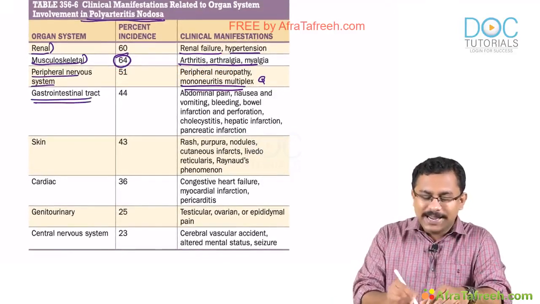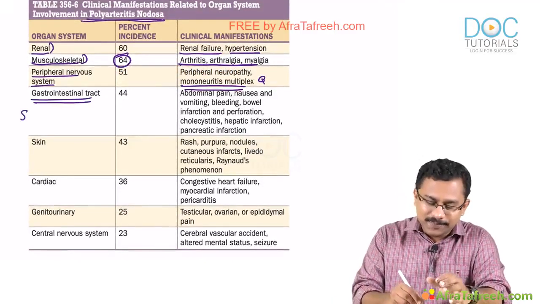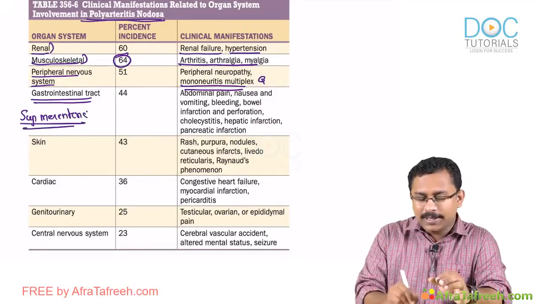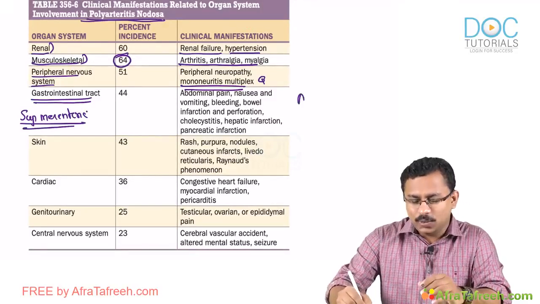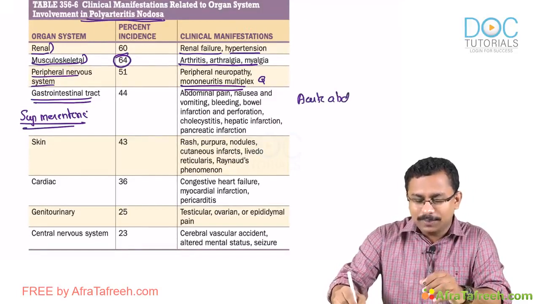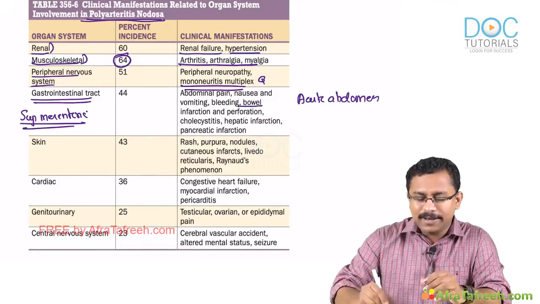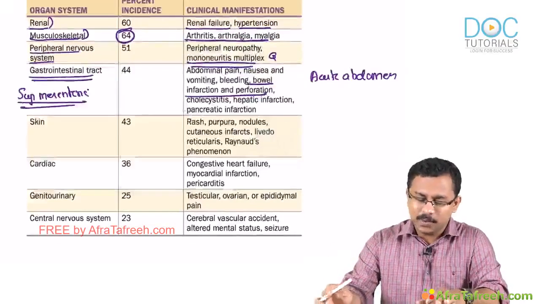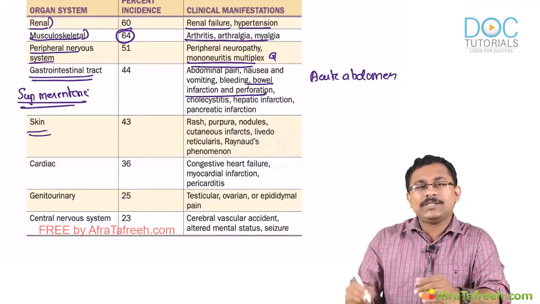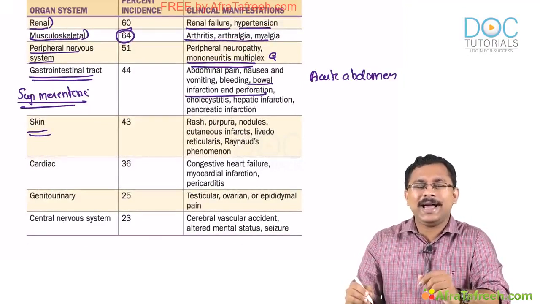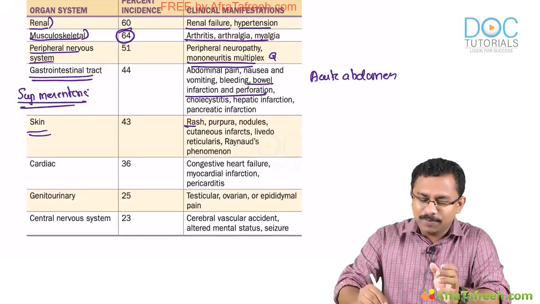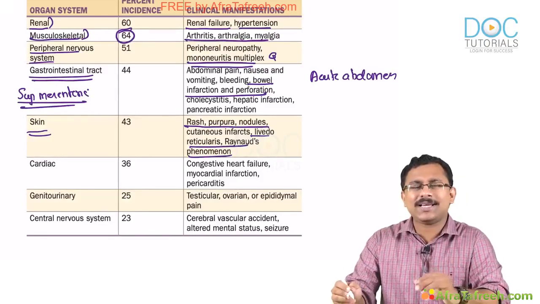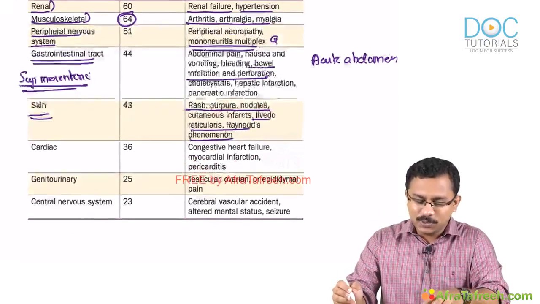Then you can have GI tract involvement, especially when there is superior mesenteric vessel involvement. That can cause an acute abdomen. It can result in bowel infarction as well as perforation when there is mesenteric ischemia. Now cutaneous involvement is also common in case of PAN. You can have rashes, purpura, nodules, livedo reticularis, Raynaud's phenomenon. All these are common with polyarteritis nodosa.